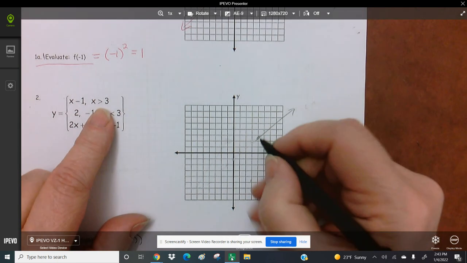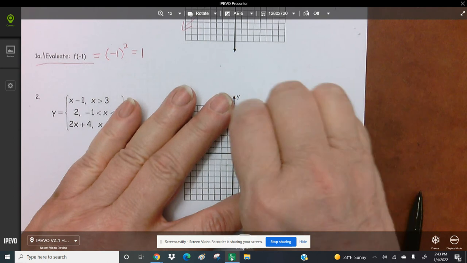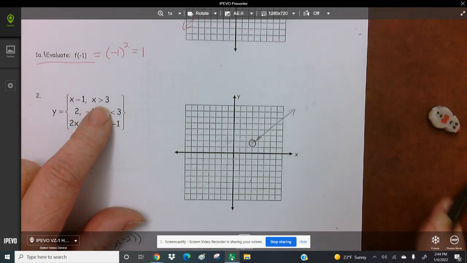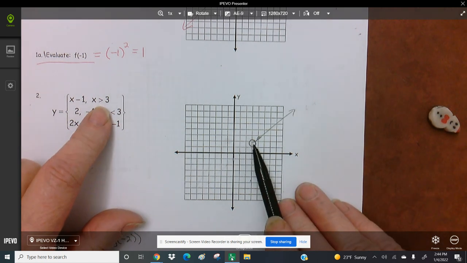And 3 itself is not actually a part of my solution. So I have to put an open circle at 3 because it's not greater than or equal to 3. It's only greater than 3. So I have to have an open circle there.